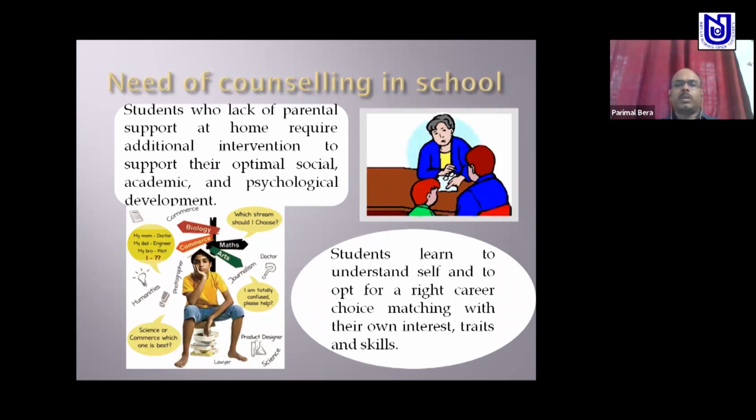Regarding the need of counseling in schools, as you know, students who lack parental support at home require additional intervention to support their optimal academic and psychological development. There are many studies, lots of studies have been done, and evidence reports are there, where it was reported that lack of parental support means any conflict, marital discord, relationship with the siblings, problems with the neighbors, and many things.